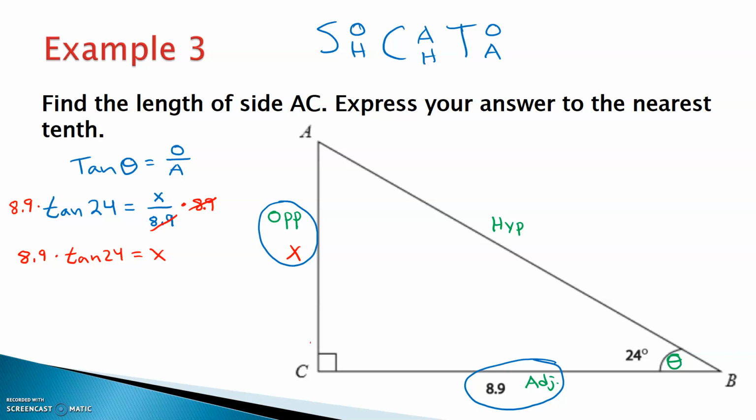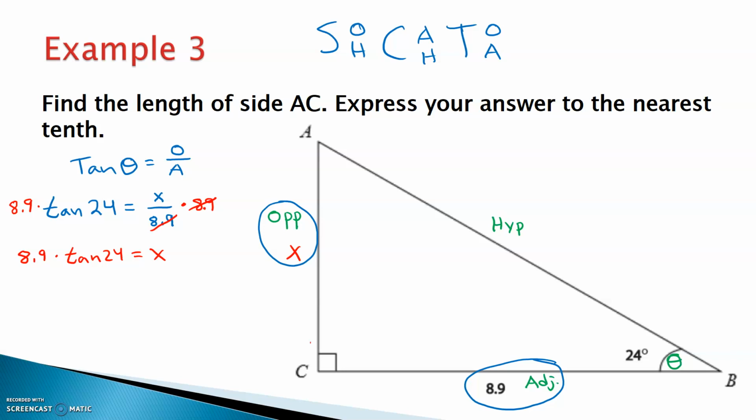All right, so now that I have X by itself, I just have to plug this into the calculator again. Android, lucky you guys. Plug it in as you see it, 8.9 times tangent of 24 should give you your answer. Okay, now again, if you are on iPhone or my calculator, I'm gonna hit 24 first. I'm gonna hit the tangent key.